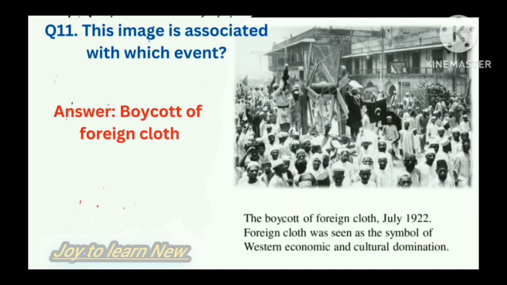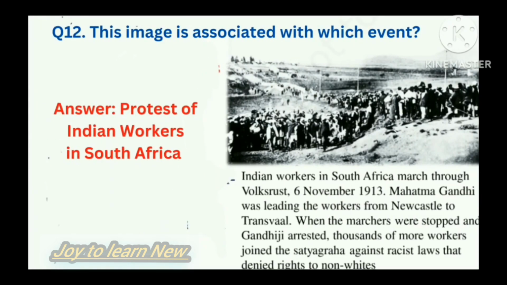This image is associated with which event? Answer is boycott of foreign cloth, because foreign cloth was a symbol of Western culture. This image is associated with which event? Answer is protest of Indian workers in South Africa. Indian workers in South Africa marched through Volksrust in 1930. This was against racist rules.